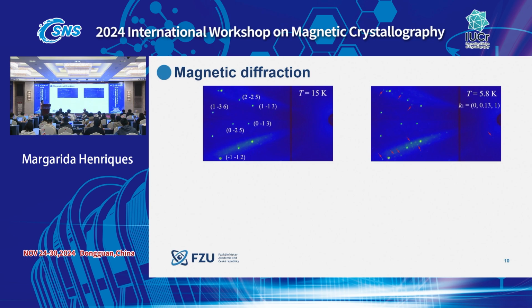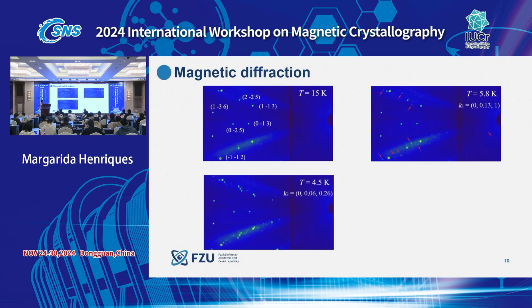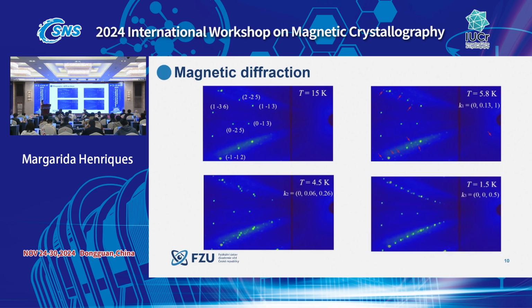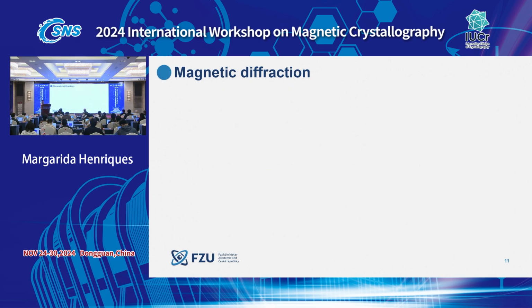So when you lower the temperature, you'll see the satellite reflections appearing for this incommensurate phase. You see that they are not in between the main reflections. Then this other one, so the first one is a cycloid, this one is a spin wave, and then you have the commensurate magnetic structure at the lower temperature. The commensurate structures are usually less energetic, and it is normal that you have such structures at low temperatures as the ground state of your system.